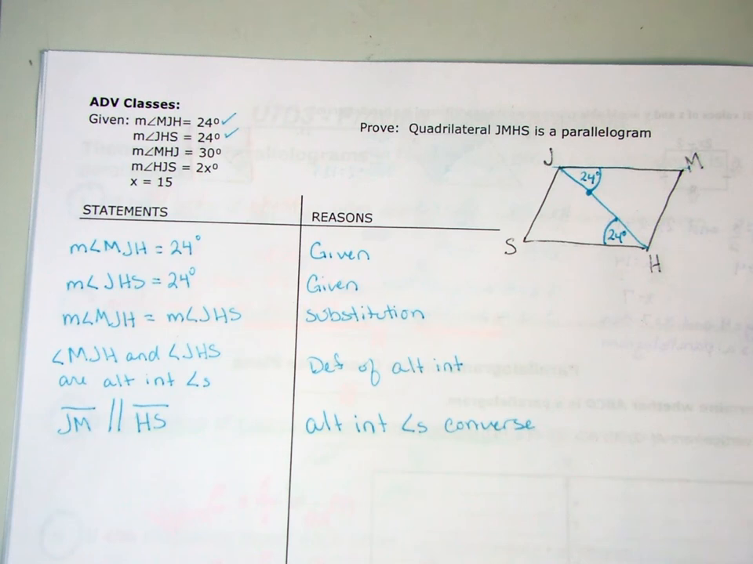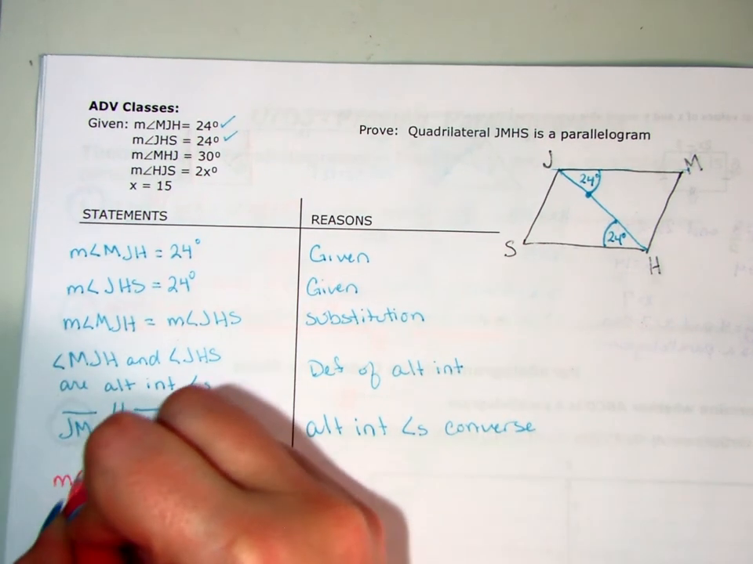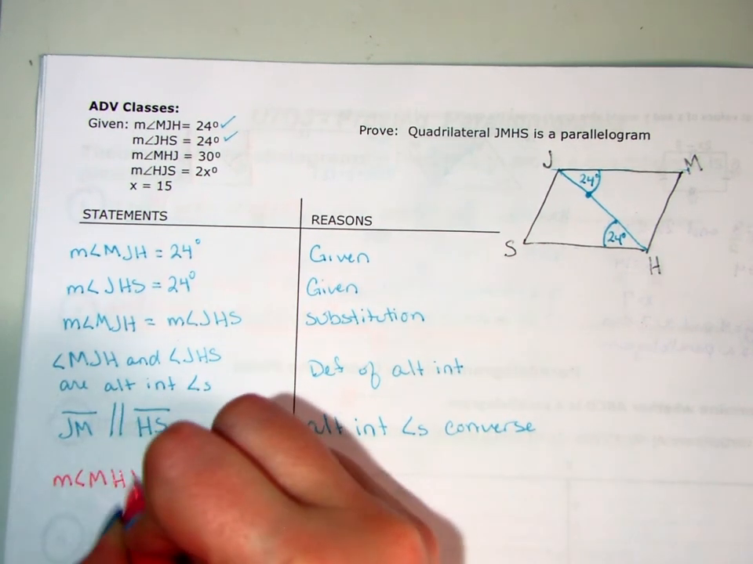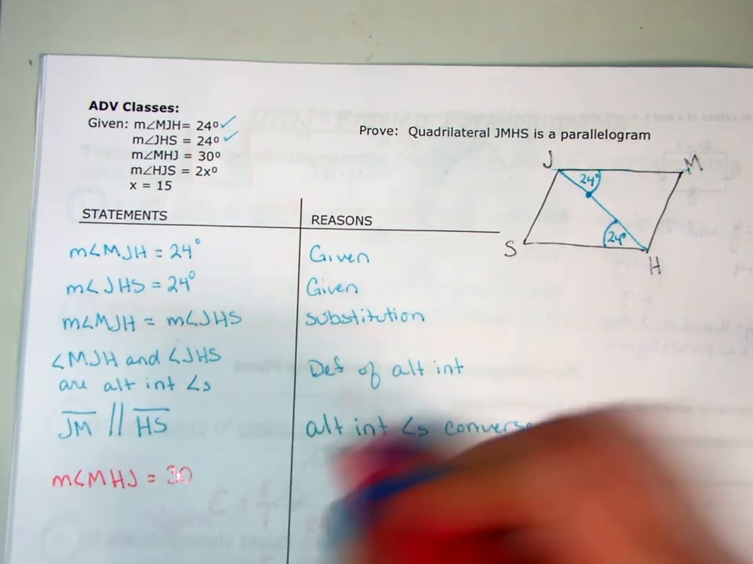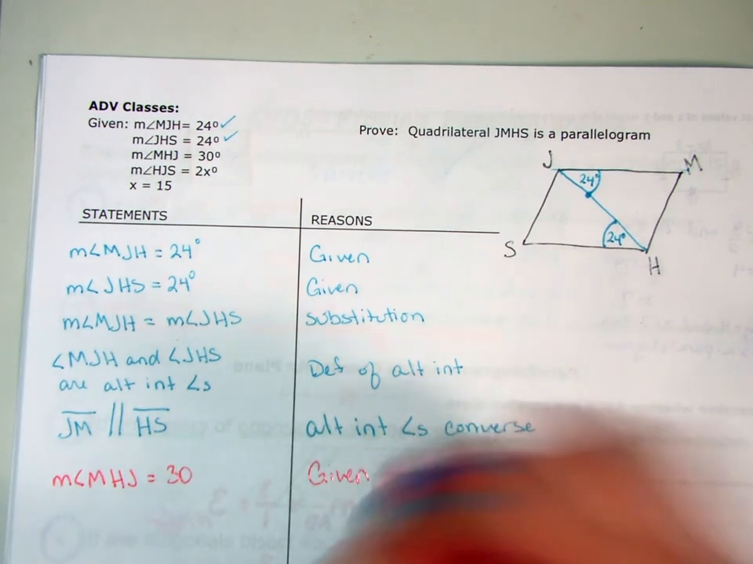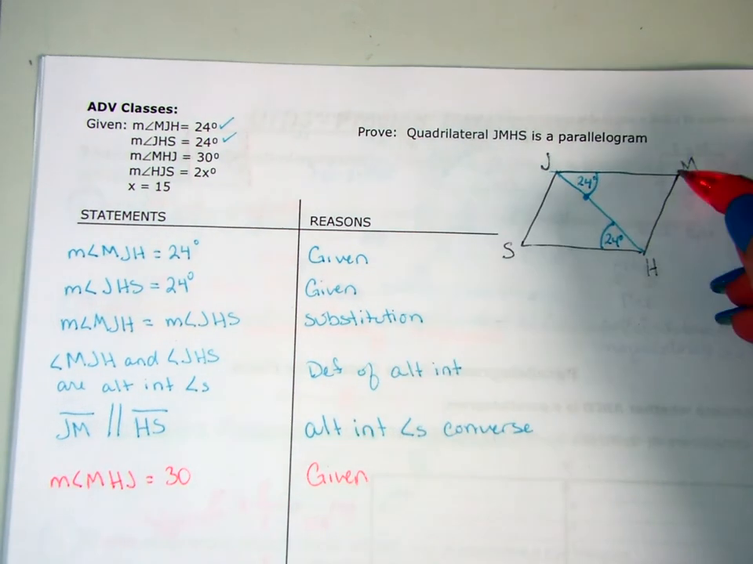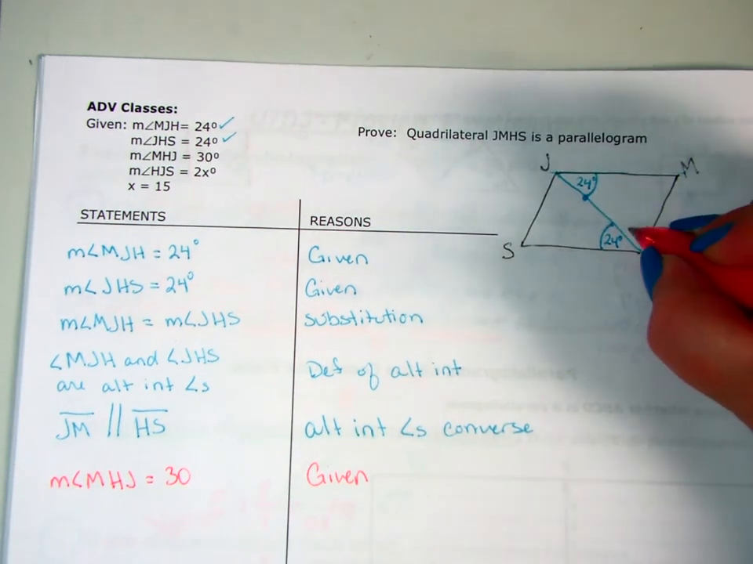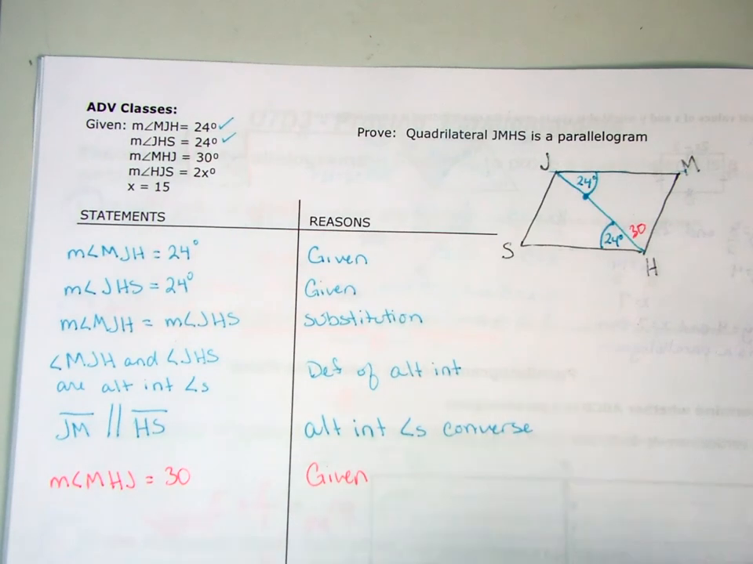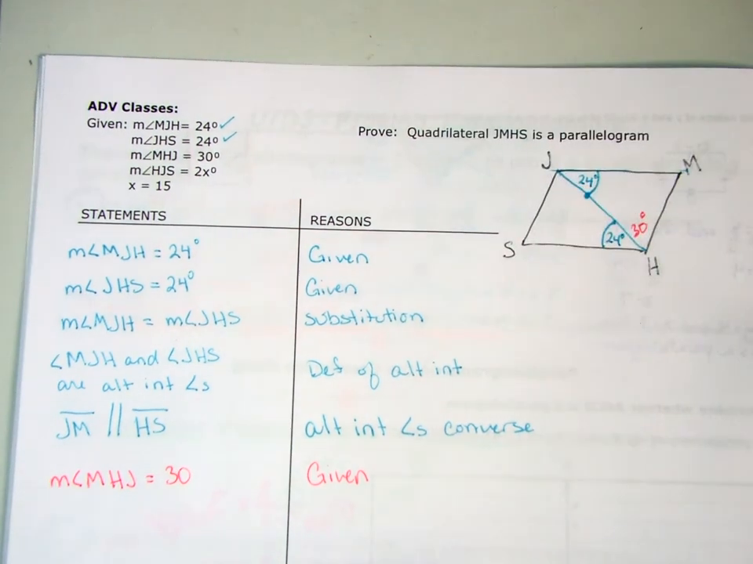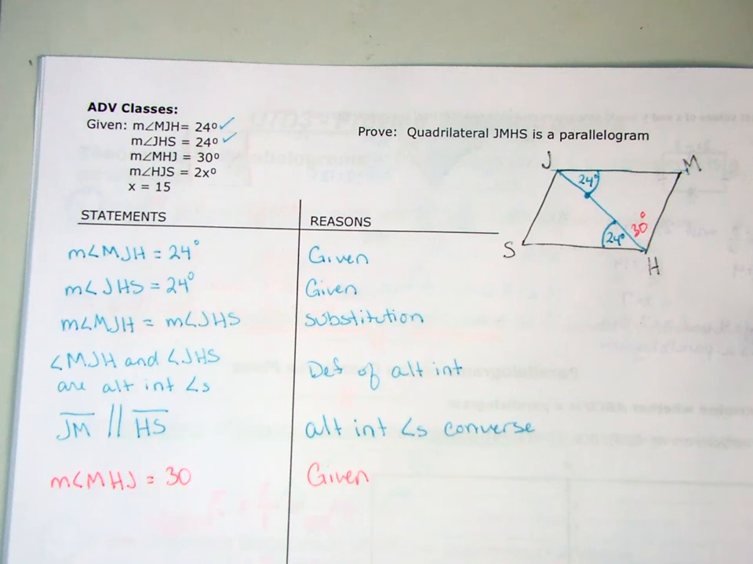My next given is the measure of angle MHJ is equal to 30. I'm going to add that to the picture and see if there's anything I can do with it. MHJ, that's this angle here, is equal to 30 degrees. There's really not a whole lot I can do about it unless I just wanted to show you how big I could use angle addition and show you how big MHS is, but I don't know that I'm going to need that. So let's go on to the next given.